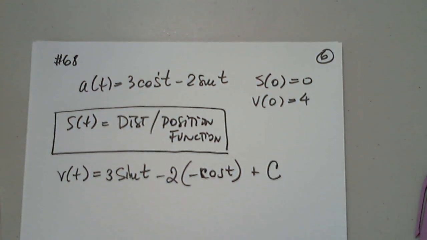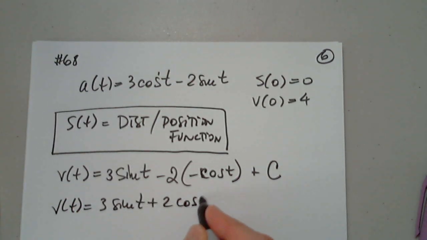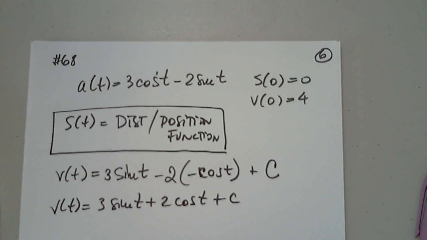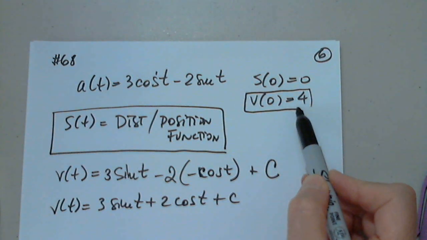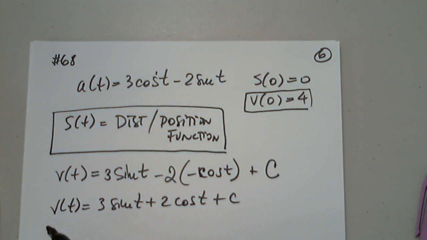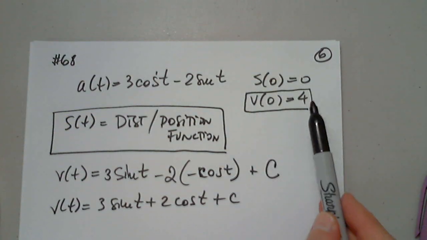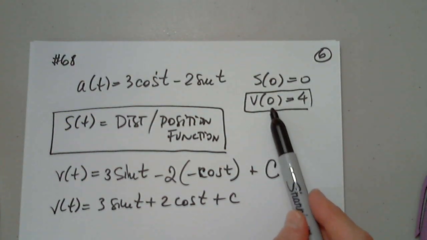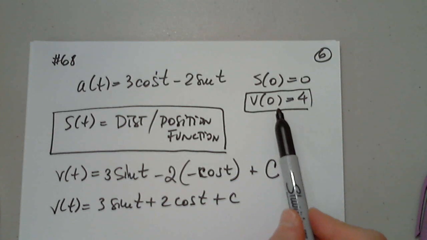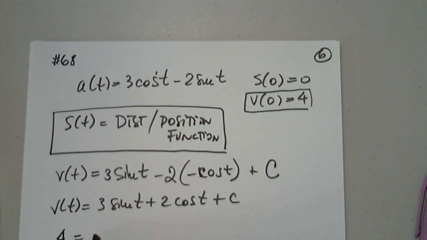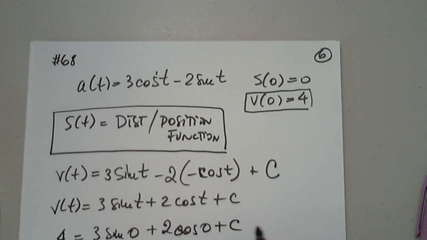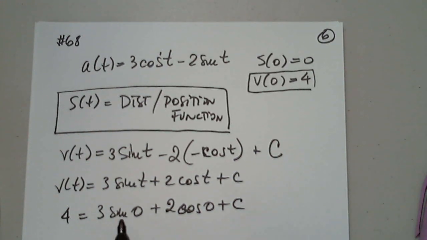And now let's clean it up a little bit. So v of t, 3 sine t plus 2 cosine t plus a constant c. Stop, because now we do have a condition for the velocity. The condition says the velocity is 4 when t is 0. Okay, fine. So 4 equals 3 sine 0 plus 2 cosine 0 plus a constant c. How much is sine 0?